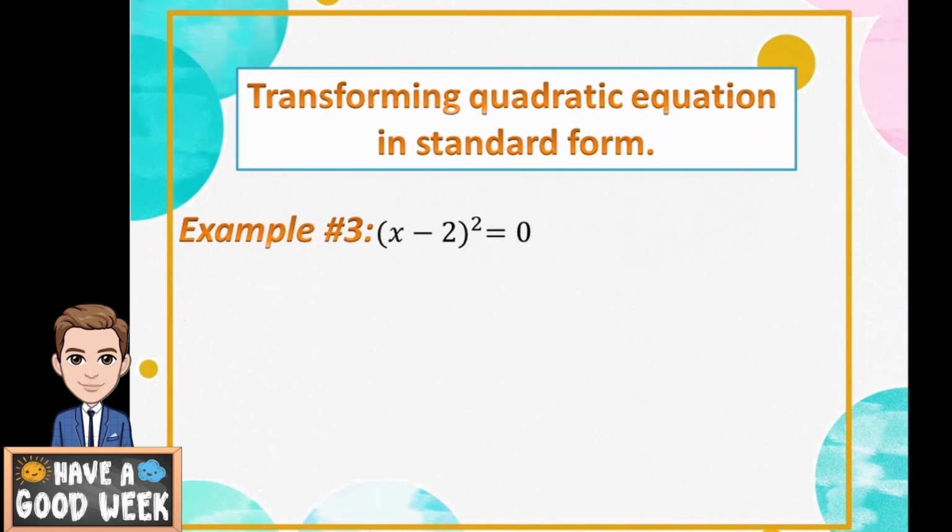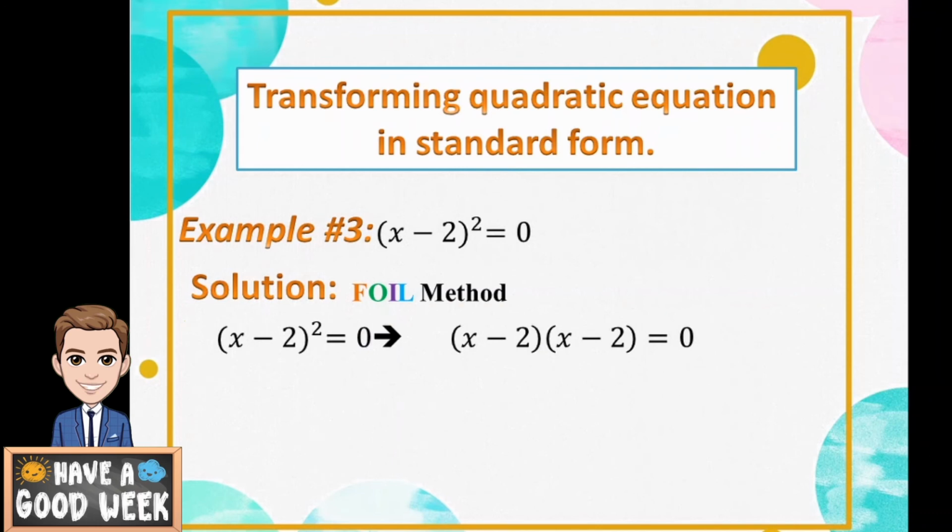Sino may idea? Okay, so madali lang yung problem na to. So, all you need to do, syempre, FOIL method pa rin yung gagamitin natin. Focus natin dyan is FOIL method. Pero, unang gagawin mo dyan is, expand muna natin. Ayan, ito yung equation natin, diba? Original equation. The quantity of x minus 2 raised to 2 equals 0. So, equivalent lang siya ng x minus 2 times the quantity of x minus 2.